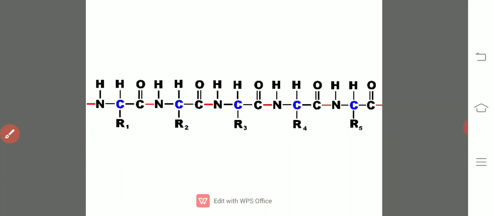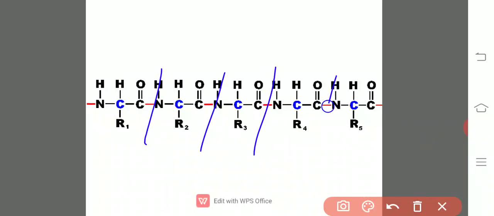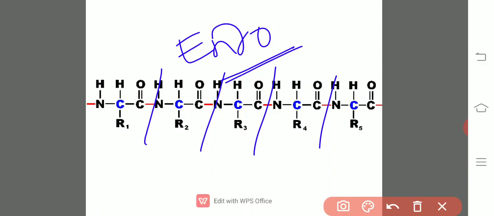Here this is a simple linear polypeptide chain, which has the amino terminal at one end and the carboxyl terminal at the other end. So these all are the internal parts. Now, if any proteolytic enzyme cleaves the internal peptide bonds of a polypeptide chain or a protein, they are known as the endopeptidases.